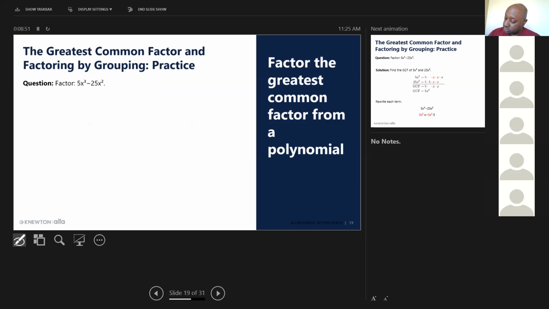Okay, it was Lexi. When I look at the numbers, 5 and 25, their greatest common factor is 5. So what I'm trying to do is, within the parentheses, I want to take out, starting with the numbers, their greatest common factor. And so that number is 5.